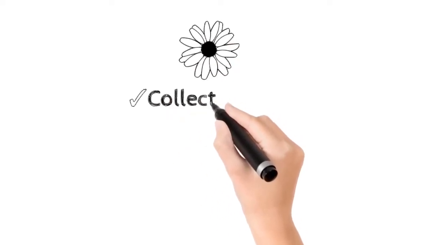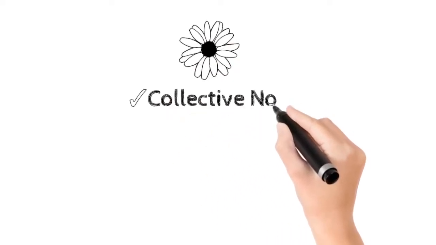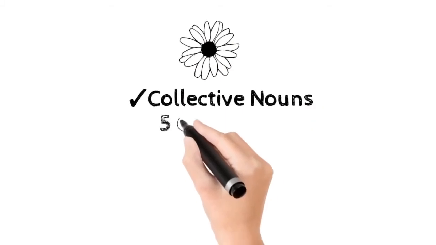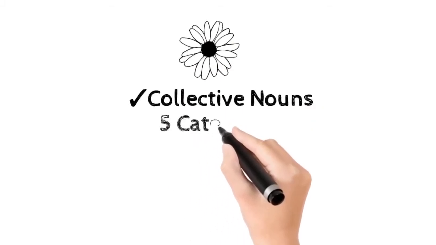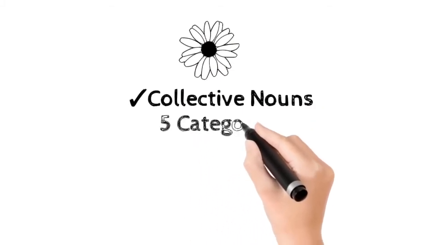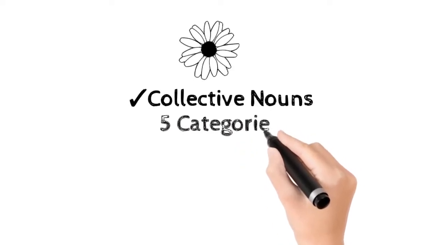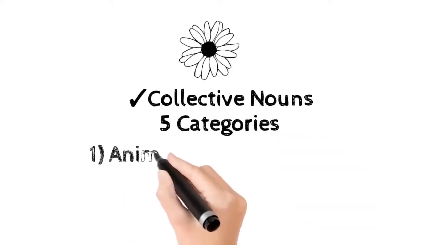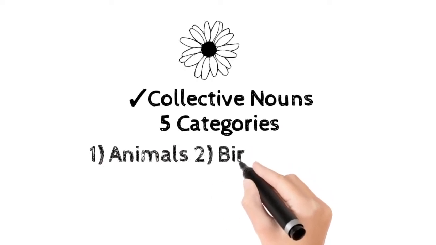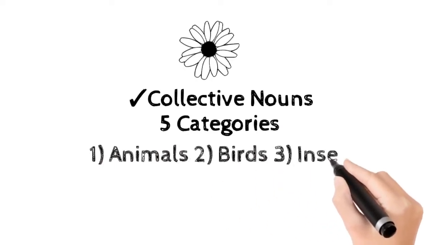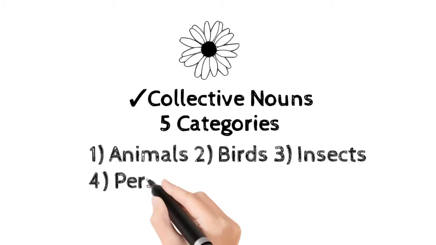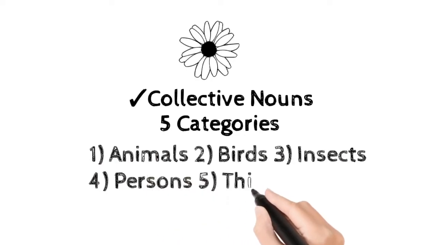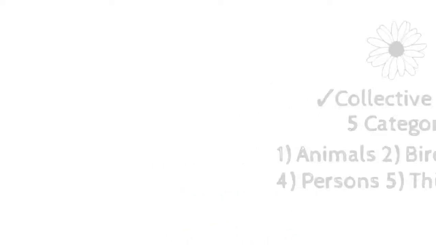Hello, here in this video we are going to learn about collective nouns. Those collective nouns we have classified here into 5 categories, and those are animals, birds, insects, persons, and things.